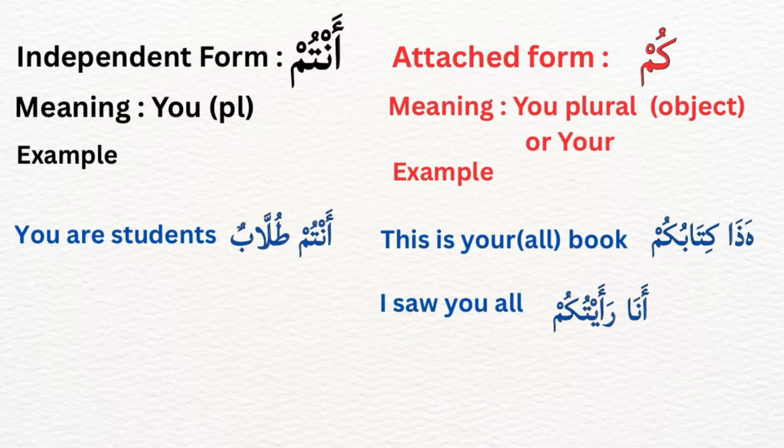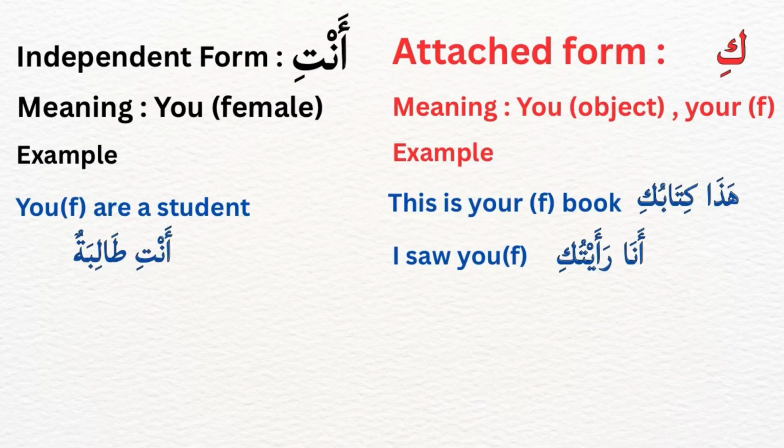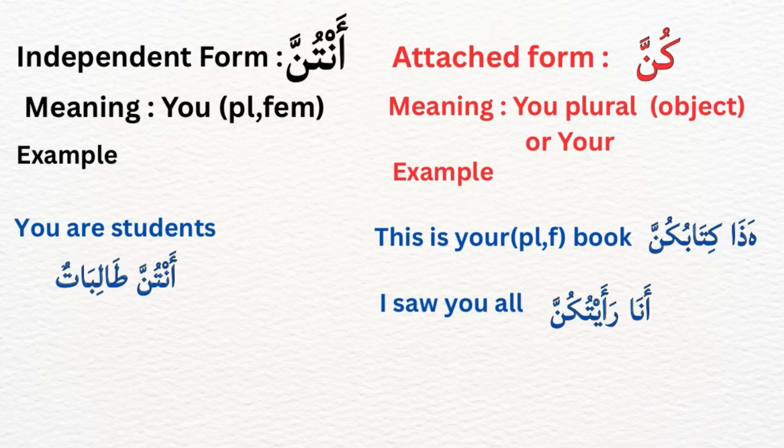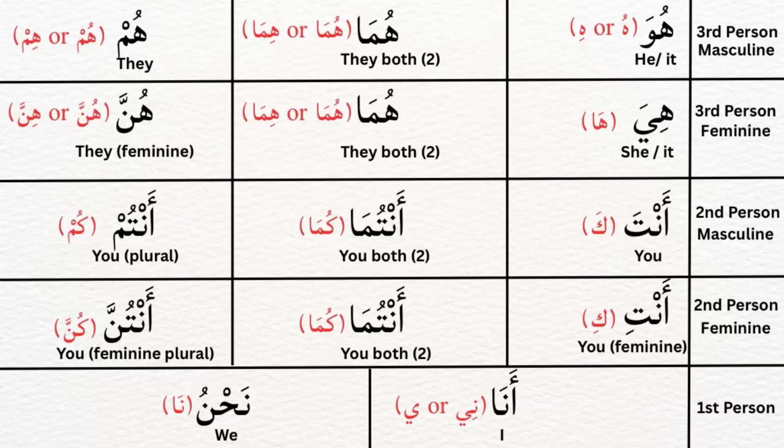أنا رأيتكم. And the next row starts with anti. The attached form of anti is ki, which means you object feminine or your. For example, this is your book. هذا كتابك. Next example, I saw you. أنا رأيتك. Next one is أنتن. The attached form of أنتن is kunna, which means you plural object or your. For example, this is your book. هذا كتابكن. I saw you all. أنا رأيتكن. So this was all about second person.